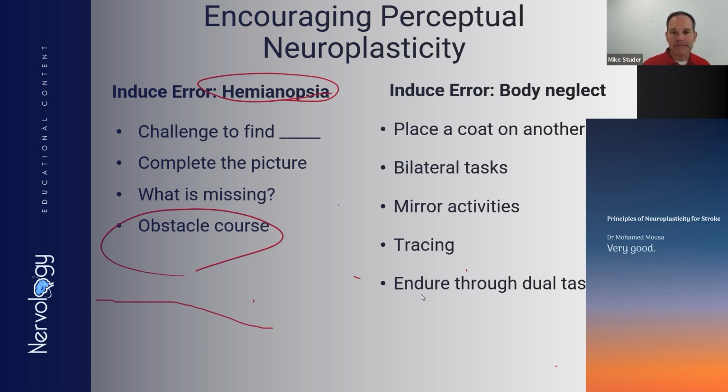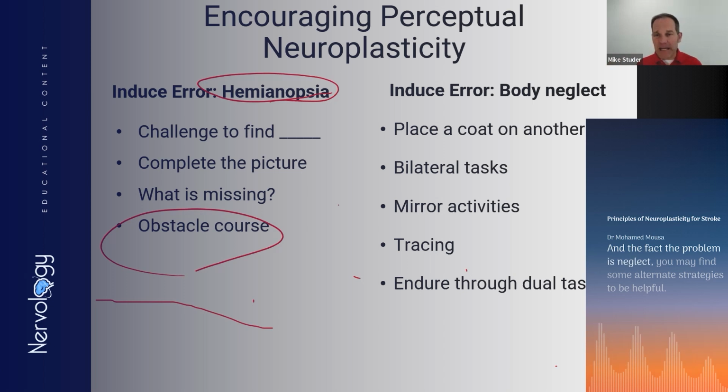Yeah, very good. Now, if in fact our problem is not hemianopsia or hemianopia, and the problem is neglect, you may find some alternate strategies to be helpful. You can have one person who has neglect work with another individual in your rehabilitation center that also has neglect, and they try to work together to get a coat placed on. That helps both individuals improve.